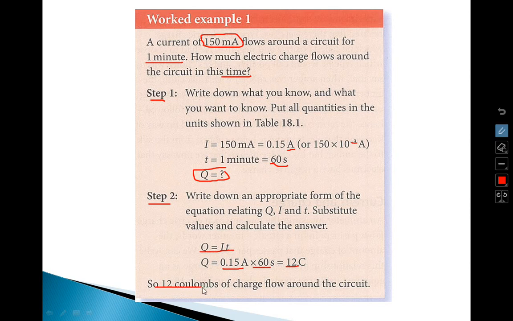So we need 12 coulombs of charge to flow around the circuit to have 150 milliampere in 1 minute. The current and time are given, and we need to find Q. Q is equal to I times T.